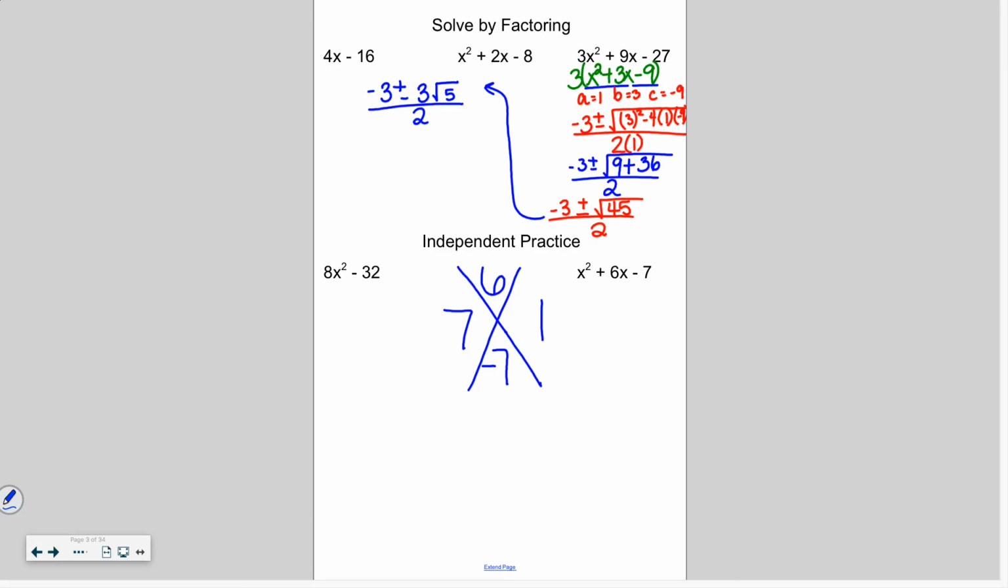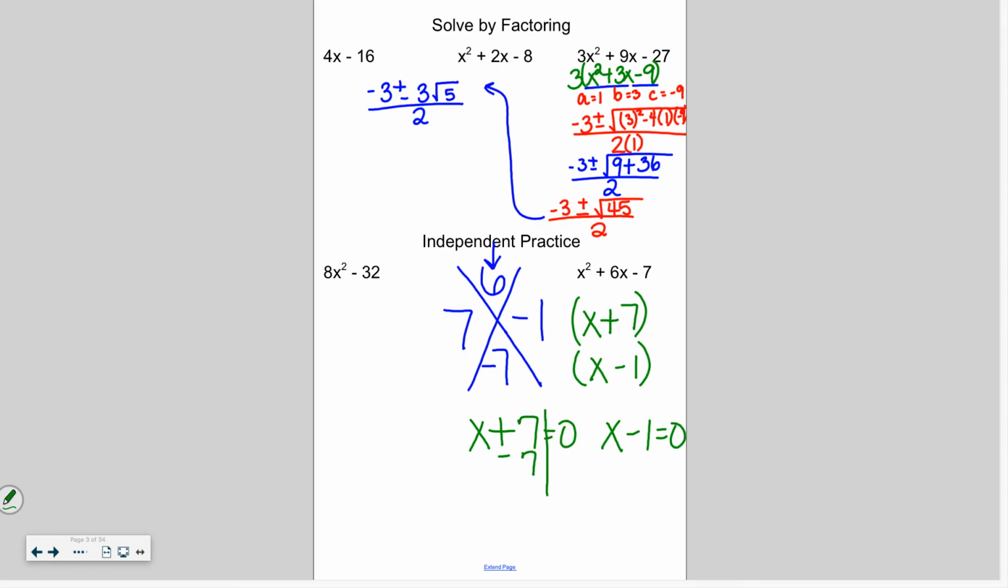I need to know which one is going to be subtracted, though. So look at this. My 6 is positive, so my biggest number has to be positive. So this 7 is positive. That means the 1 is negative. So my factors, x plus 7, x minus 1. But I'm going to set those equal to 0 and solve. So x plus 7 is equal to 0. X minus 1 is equal to 0. Now I'm going to solve it.